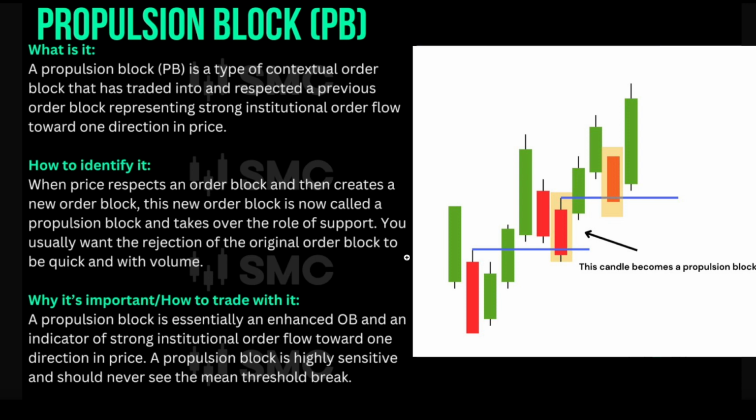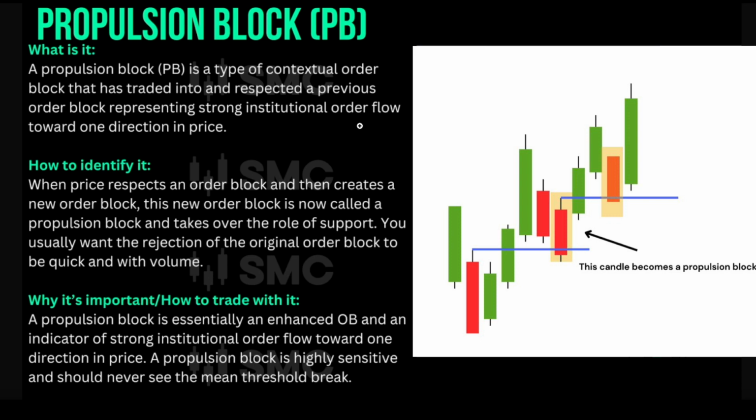So order blocks and fair value gaps are kind of your core PD arrays, and then the BPR and propulsion block are kind of like their evolved form, if you want to think about it in like Pokemon or something like that. Anyways, a propulsion block is a type of contextual order block, which we just went over, that is traded into and respected a previous order block, representing strong institutional order flow towards one direction in price.